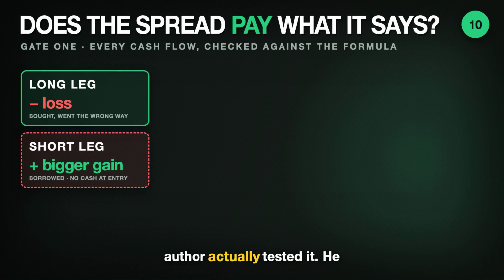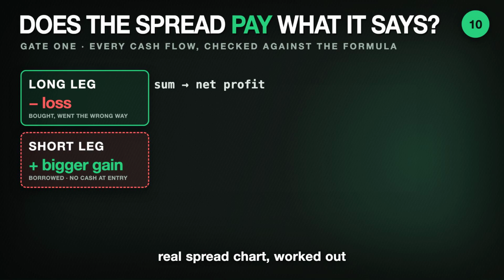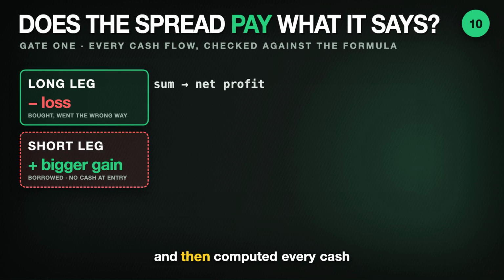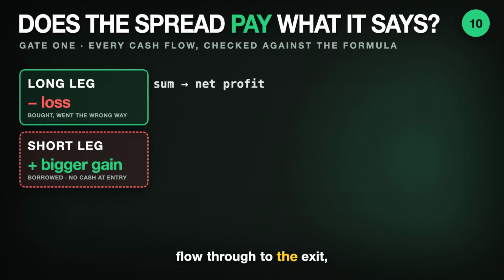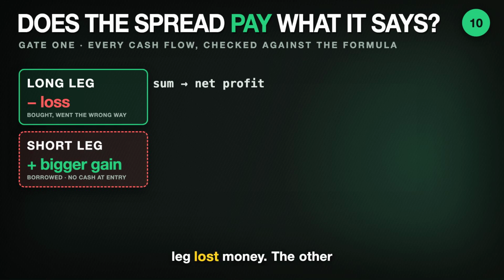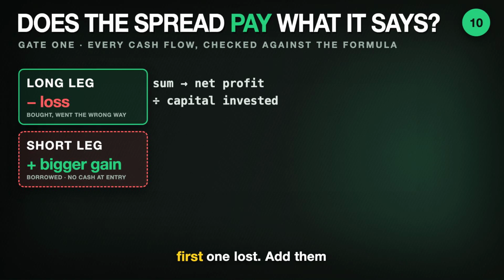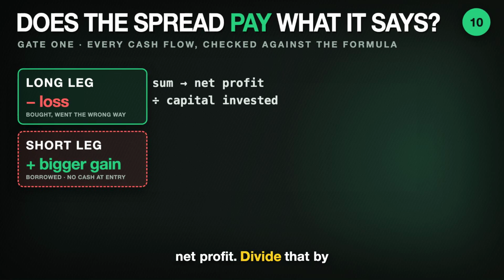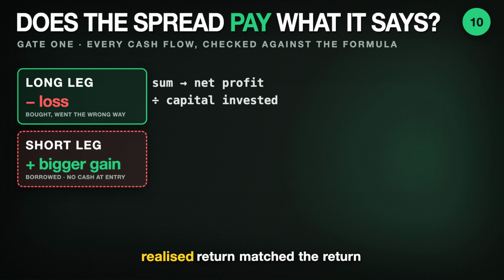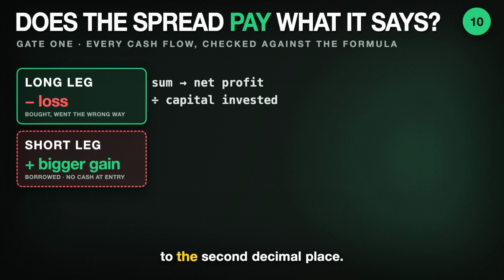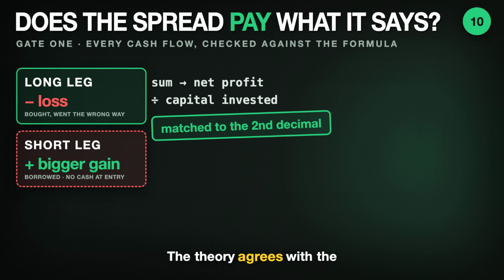The original author actually tested it. He took 2 points on a real spread chart, worked out how many shares to buy and how many to sell, and then computed every cash flow through to the exit down to the currency unit. Here is the result. One leg lost money, the other leg made more than the first one lost. Add them together, and you have a net profit. Divide that by the amount invested, and the realized return matched the return computed from the spread formula to the second decimal place. The theory agrees with the brokerage statement. That is what Gate 1 is for.